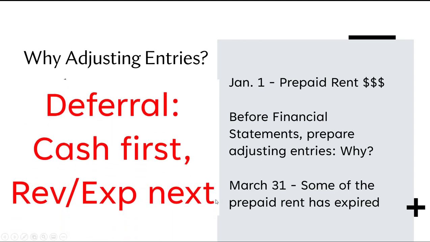This is called a deferral. So with deferrals, cash comes first and the revenue or expense is recognized later. So on January 1st, we recorded the cash that we paid for our prepaid rent. And then on March 31st, we're going to recognize the rent expense. All right, so remember with the deferral, cash comes first and the revenue or expense comes second.